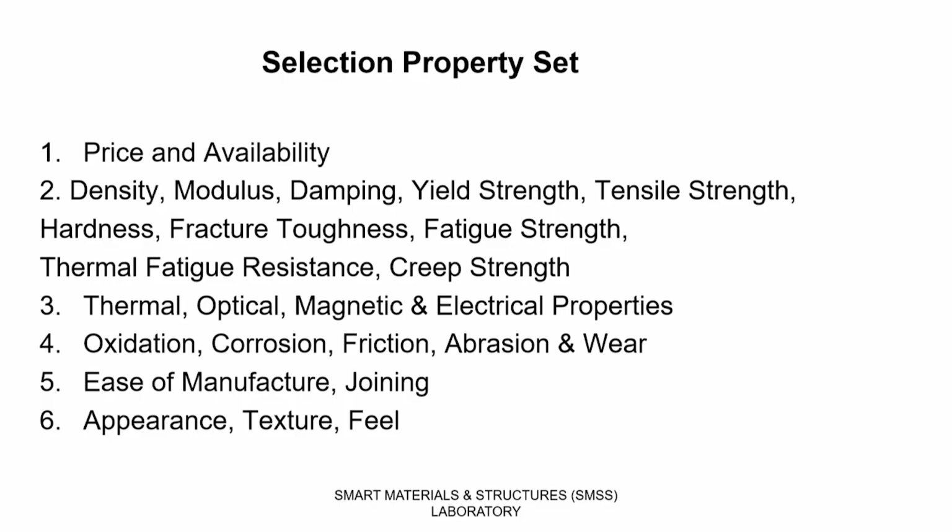And then thirdly, we talked about some other non-mechanical properties like thermal, optical, magnetic and electrical properties, which we also have to know before we select a material for a product design. And then every product is going to interact with the environment for which it is designed. So, there are chances of oxidation, corrosion, friction, abrasion and wear. So, we have to choose materials such that these interactions with nature, or this kind of abrasive force that works on a product because of the natural forces, can be minimized.